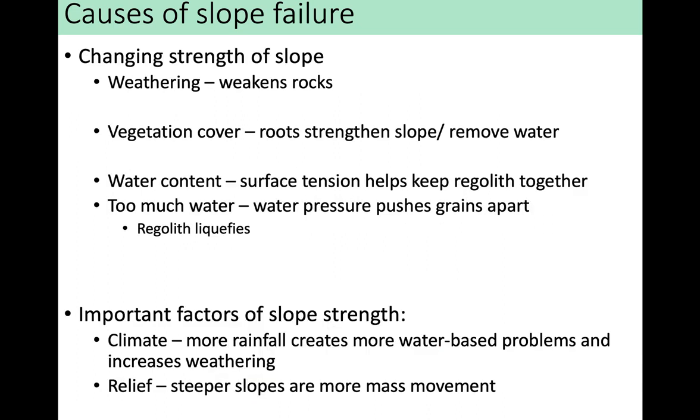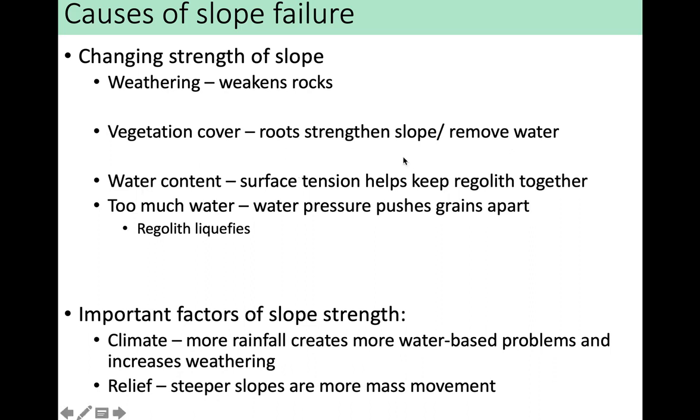So changing the slope strength, we might have weathering. So weathering can weaken the rock. It can cause joints and fractures and cracking in the rock, making that rock itself weaker. Also vegetation cover. So if we have vegetation growing, that usually causes the slope to be much more sturdy, so much stronger. So the roots will actually help hold the slope in place, as well as they remove water. So they remove the water that changes the friction.